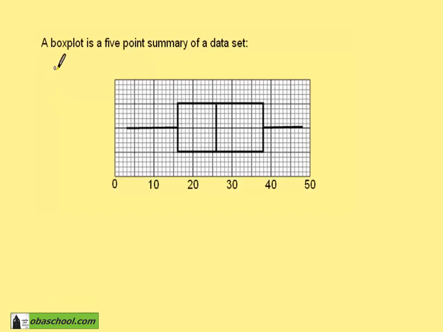A box plot is a 5-point summary of a data set. Let's look at the 5 points used. This end of the stalk is the minimum value in the data set. The beginning of the box is the lower quartile.